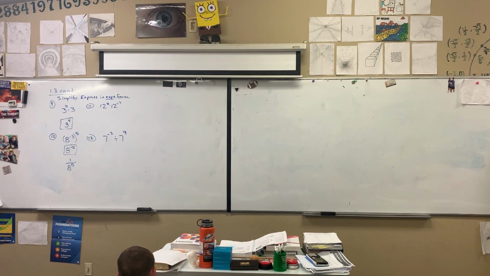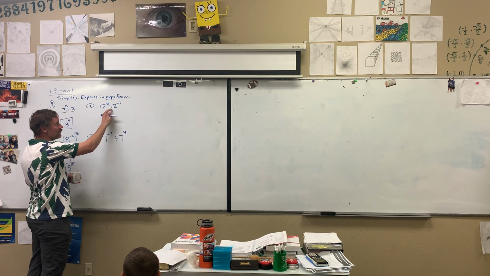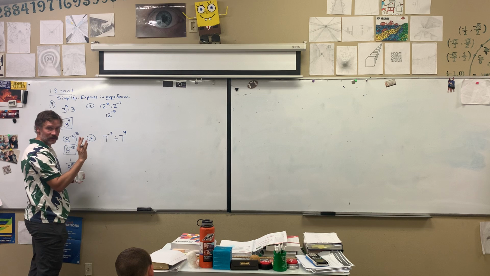Okay, so what do we get here? For the first one, same bases multiplied. What do we do with the exponents? Add them. 12 stays the same, and 2 plus the -7 is -5, and we just leave it as such.